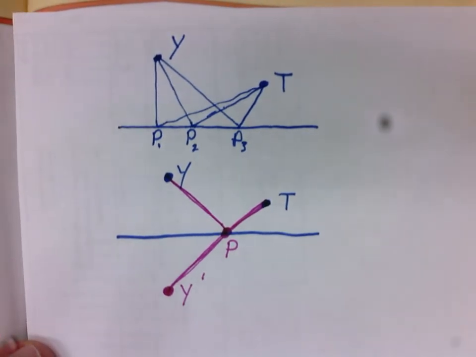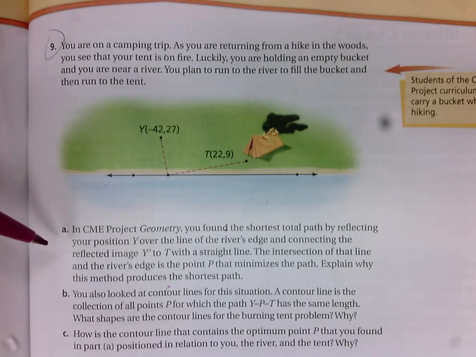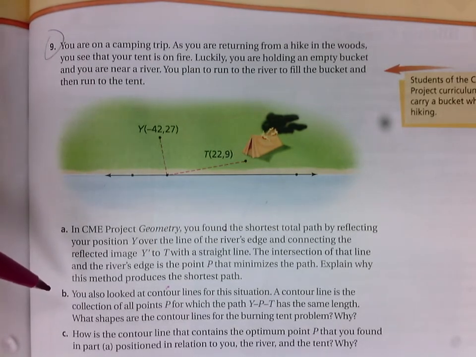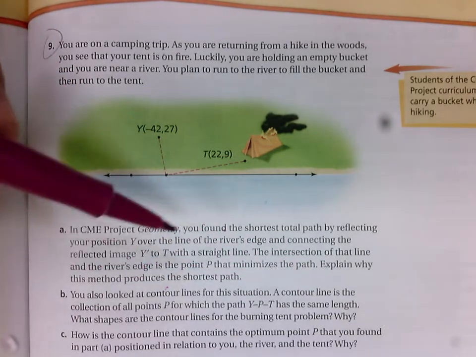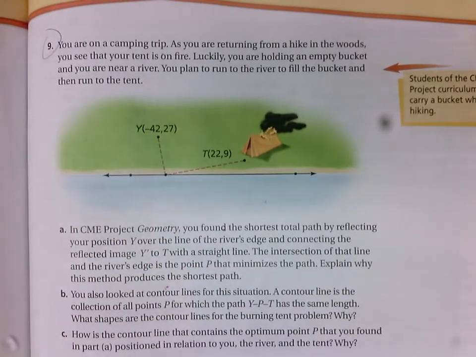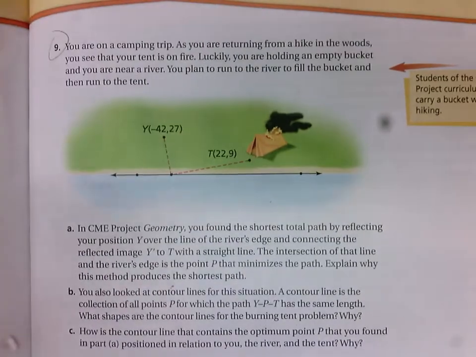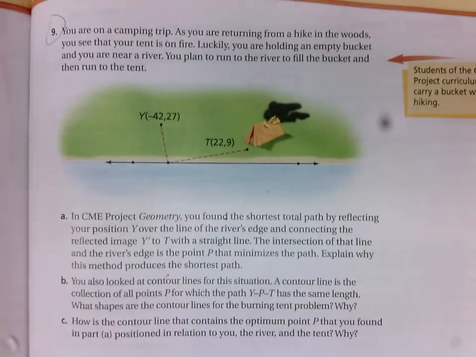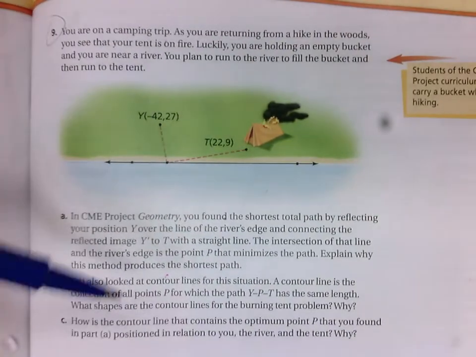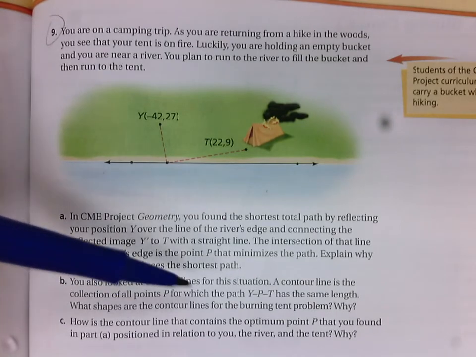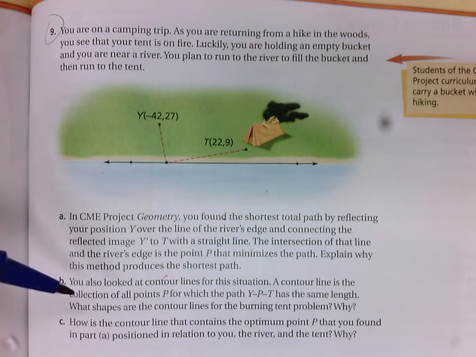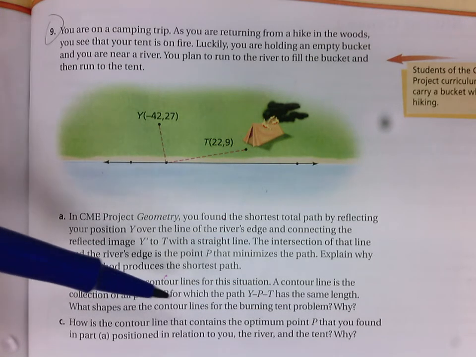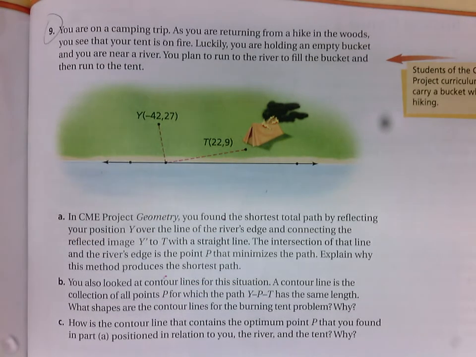So that actually is what they're talking about here in 9a. And it says, explain why this method produces the shortest path. Well, I kind of just did for you, so that sort of answers part A. Now, part B says you also looked at contour lines, which we haven't defined here for the situation, and I don't think you've probably looked at that before. It's the collection of all points for which the path YPT has the same length.